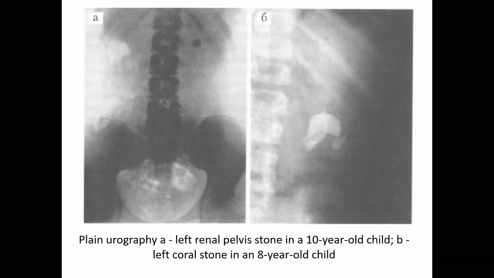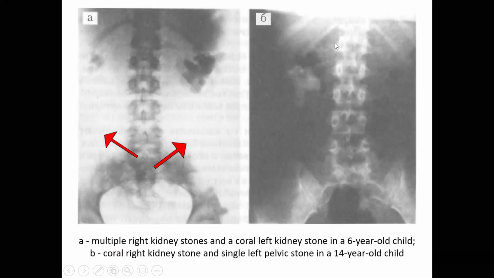The plain urography, a left renal pelvis stone in a 10-year-old child. And the left coral stone in the 8-year-old child. Here we can see also multiple right kidney stones and the coral left kidney stone in a 6-year-old child.